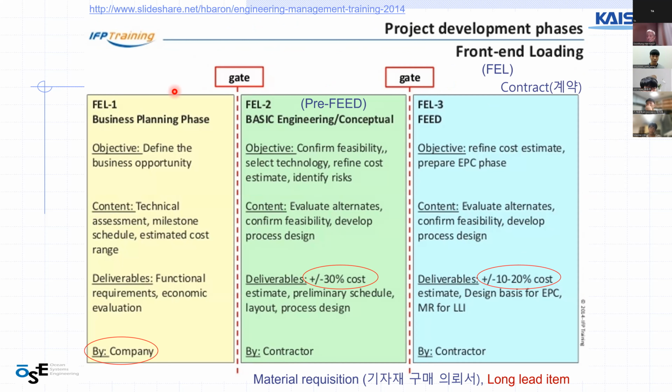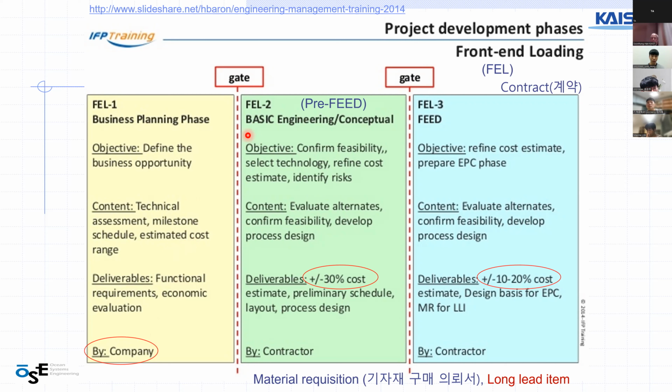The first phase is business planning. The objective is defining the business opportunity. There can be a technical assessment, milestone schedule, and estimated cost range. The deliverables can be functional requirements and economic evaluation. You should know that this part is done by the company.